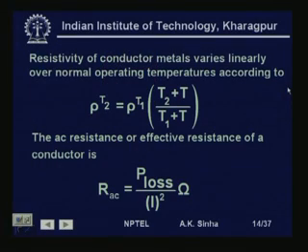Now, the resistivity of a conductor material varies linearly over the normal operating temperature range according to the relation: rho at temperature T2 is equal to rho at temperature T1 times (T2 plus T) divided by (T1 plus T), where this T is a temperature constant, and this value is different for different materials, as we will see in the table shown.